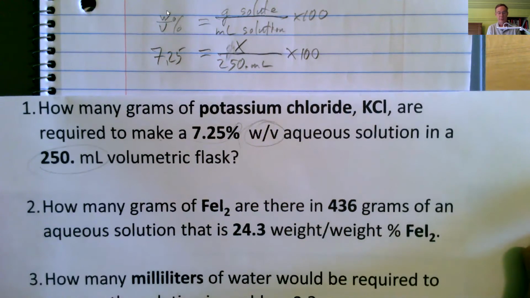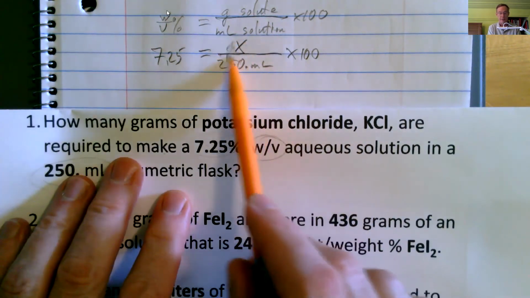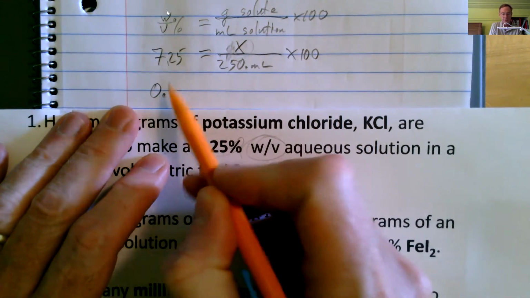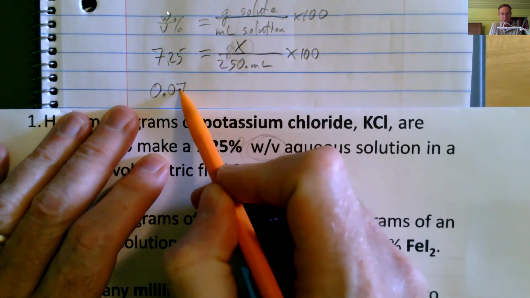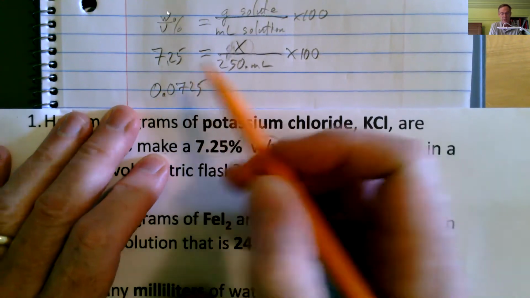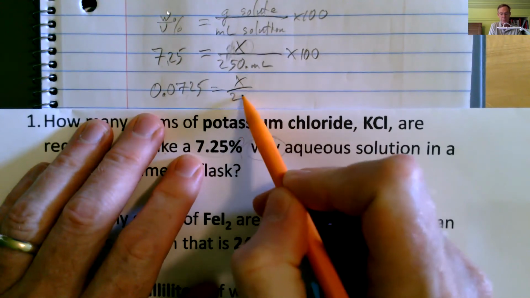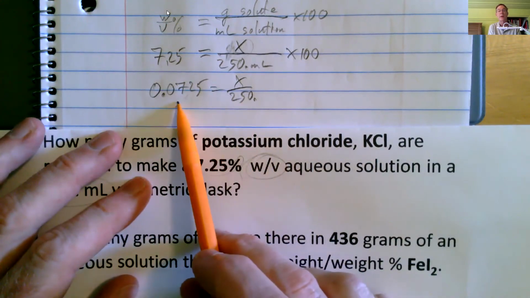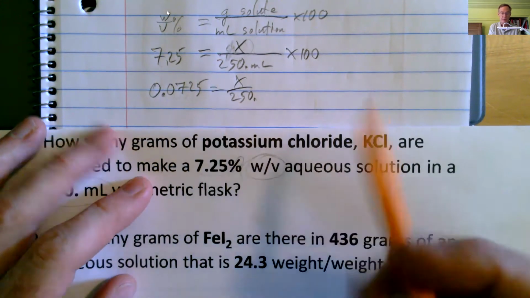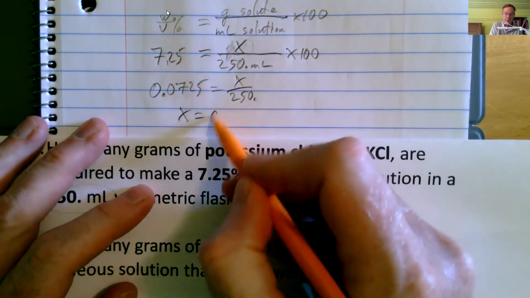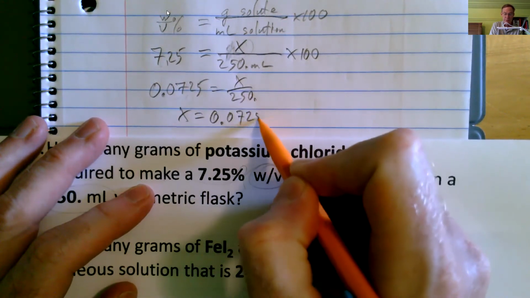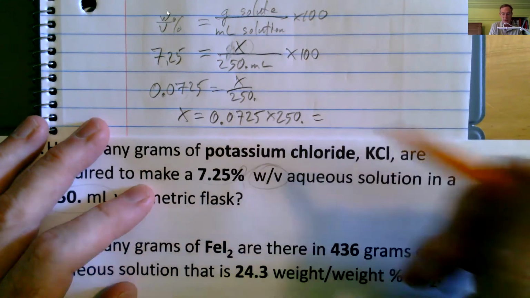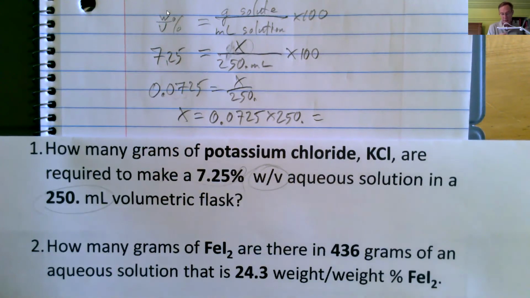So let's just solve it as is. First, I want to get this X by itself, so I'm going to divide both sides by 100. That's pretty easy. Just move the decimal point 2 places, 1, 2. So 0.0725 equals X over 250. And I think you can see at this point, we're going to multiply both sides by 250. So I have X equals 0.0725 times 250.